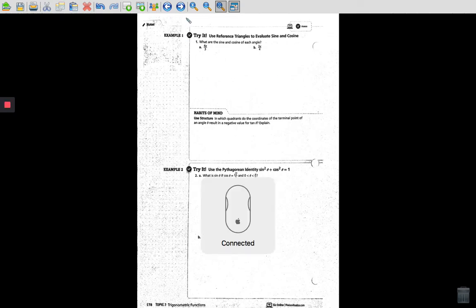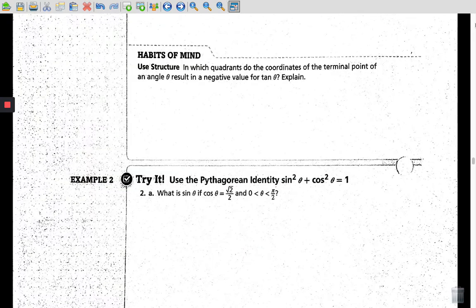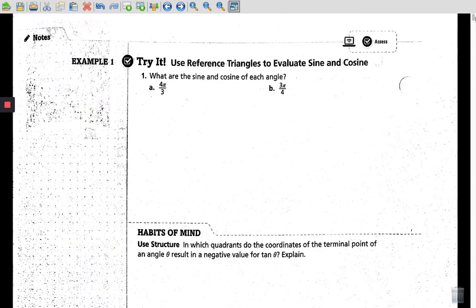All right, so example 1 asks us to use our reference triangles or our unit circle to evaluate sine and cosine. What is the sine and cosine of each angle? So again, we're looking at your unit circle.